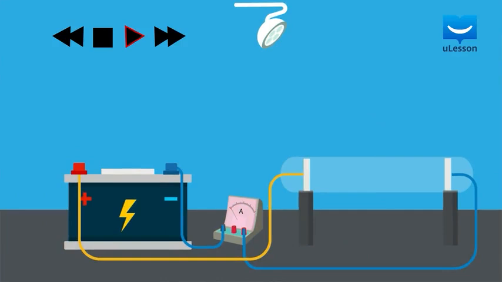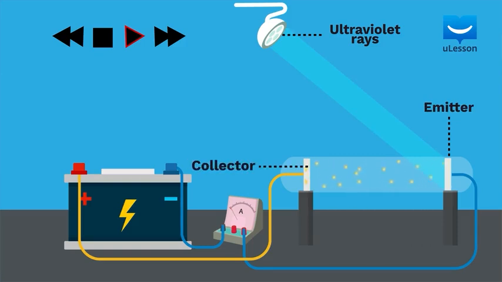In the photocell, electromagnetic radiation, mostly ultraviolet light, hits a metal sheet and leads to the emission of electrons from the emitter plate, which is known as the cathode. The emitted electrons hit the anode, which is the collector plate, and current now flows through the circuit.